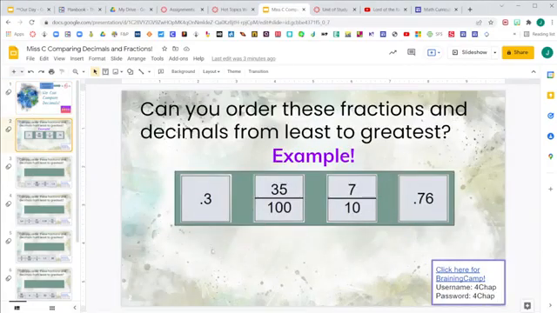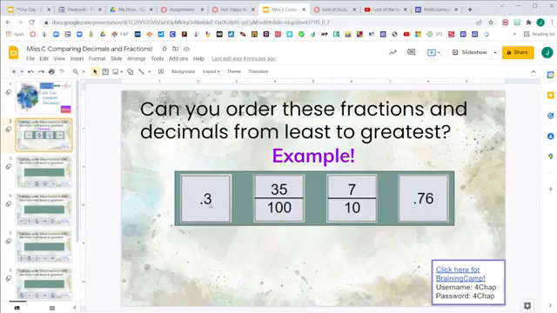All right, guys, for this activity, we are going to be comparing decimals and fractions and putting them in order from the smallest to greatest. So I have an example here. You're going to see the two different forms. You're going to see fraction form and standard form for decimals, and we need to decide what order they go in.